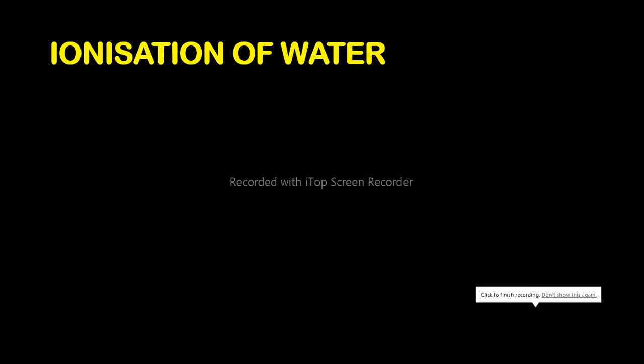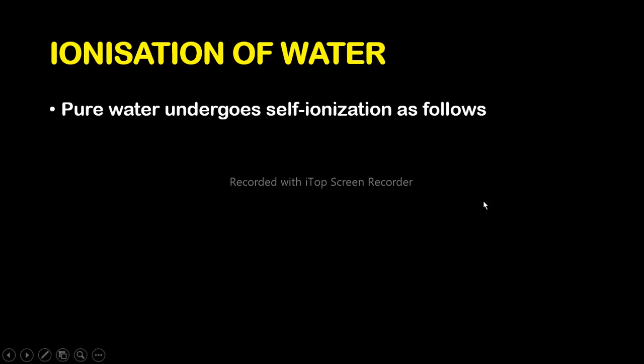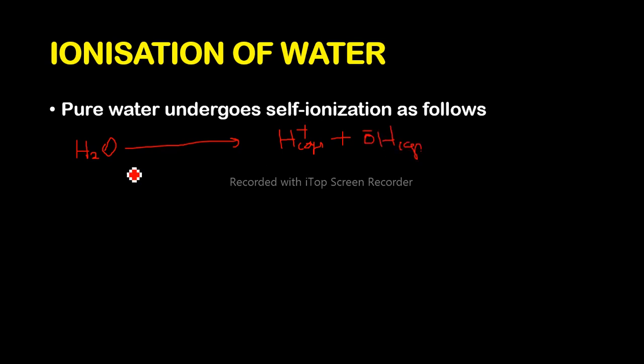Let's talk about water and see how water can ionize. Pure water also can undergo self-ionization, as follows. You have your pure water, which will undergo self-ionization to produce hydrogen ions, aqueous, and the OH⁻ ions, also aqueous. The water is a liquid.